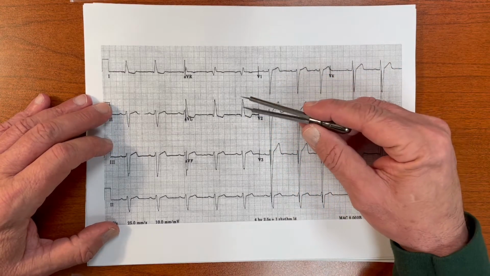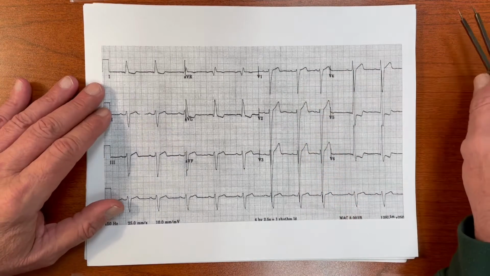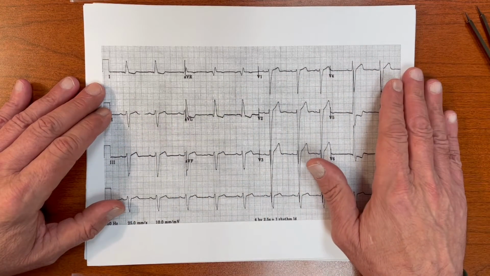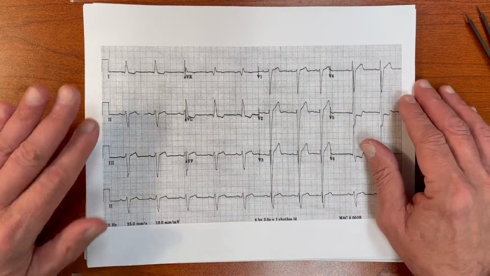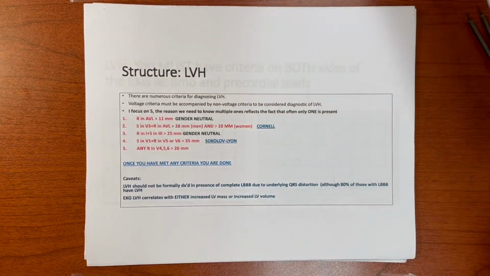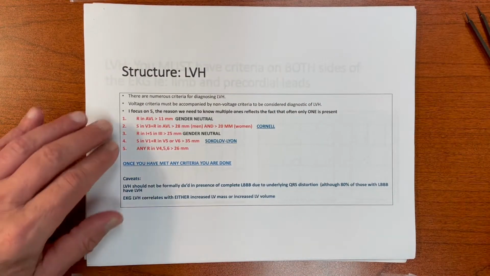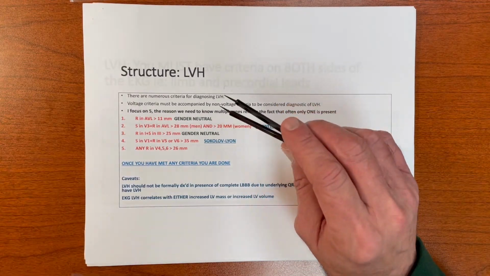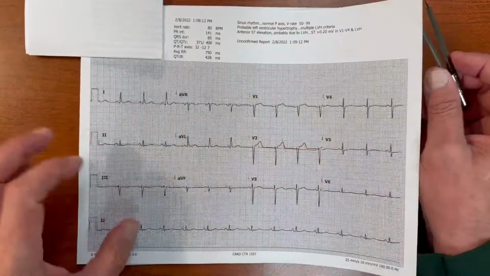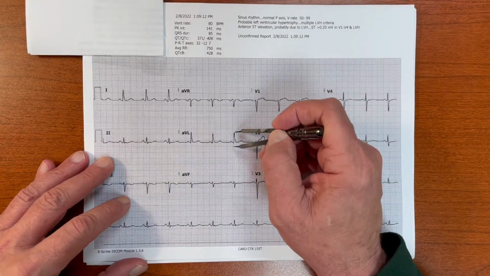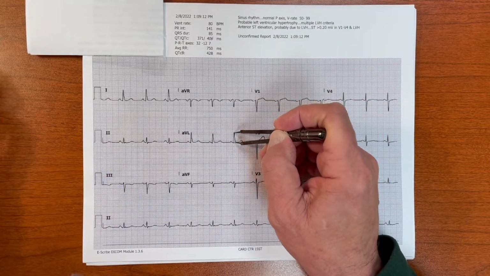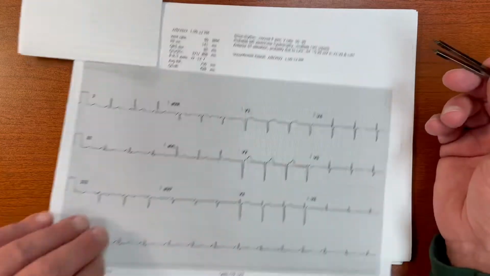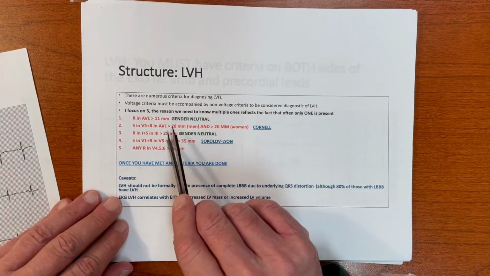Now, this EKG shows other things. We're going to come back to this EKG because it shows many other features of LVH as well. But right now, we're just going to focus on voltage. So that having been said, we looked at R in AVL, 11 millimeters. If that doesn't get it, I'm going to stay with the plan. Since I've already measured AVL, I'm going to go to my second criteria. Again, I believe in doing things simply.